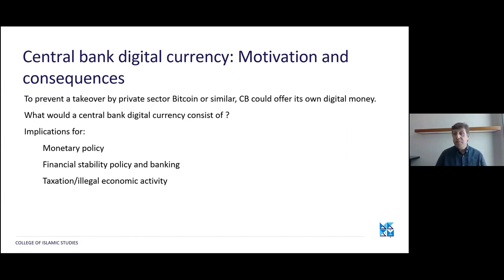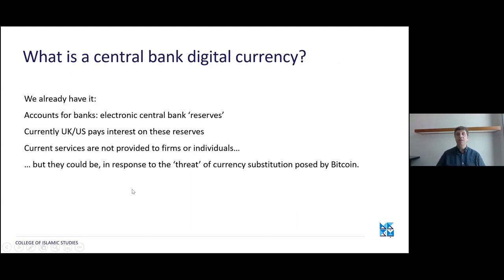So central bank digital currencies, in short, could be used for monetary policy related functions. They could have implications for financial stability. They could have implications for taxation and illegal activities.